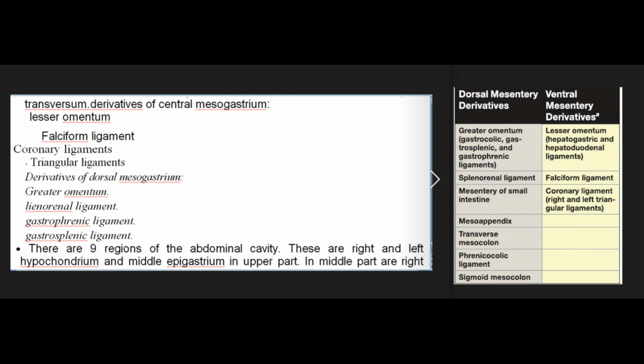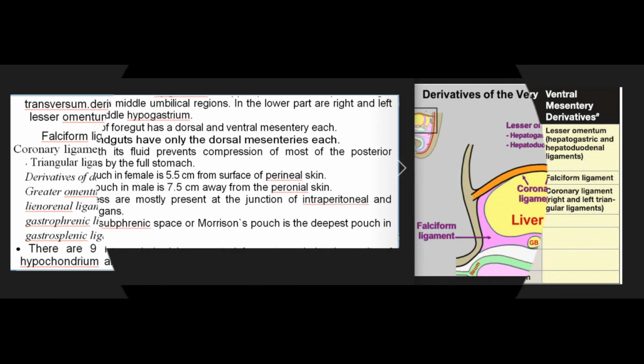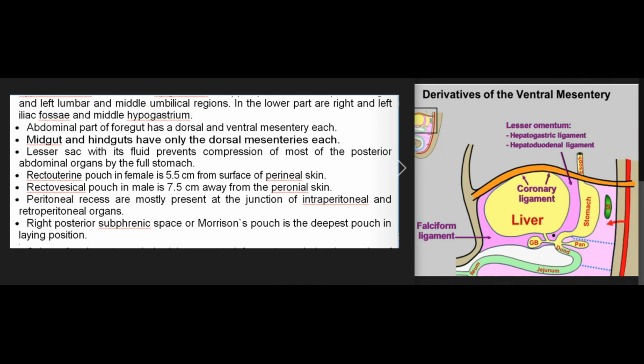lienorenal ligament, gastrophrenic ligament, gastrosplenic ligament. There are 9 regions of the abdominal cavity. These are right and left hypochondrium and middle epigastrium in the upper part. In the middle part are right and left lumbar and middle umbilical regions. In the lower part are right and left iliac fossa and middle hypogastrium.